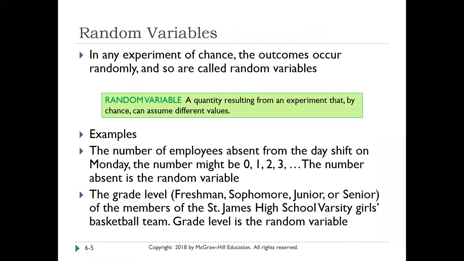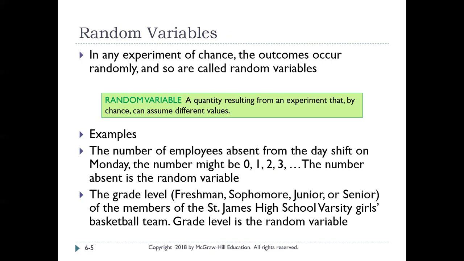So in any experiment of chance, the outcomes occur randomly and are so-called random variables. And the definition here, I'm just going to read off the slide, is a quantity resulting from an experiment that by chance can assume different values. So for example, a random variable is whether or not the batter gets a hit, or the number of heads you get if you flip 3 coins. These are all examples of random variables.